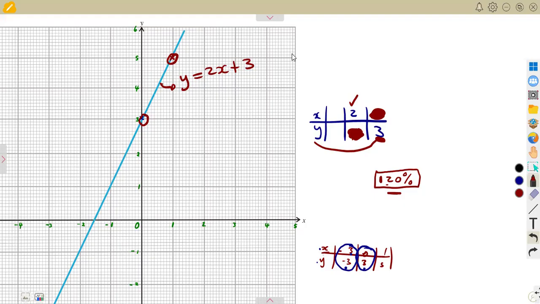That's how you can draw a straight line. I don't know if you're together. Yes, we are together.